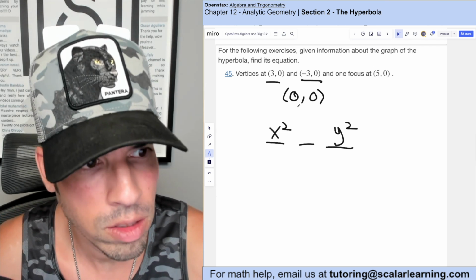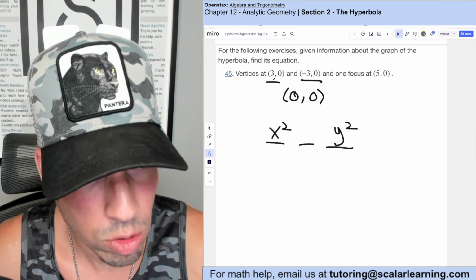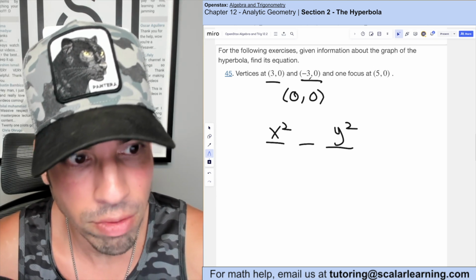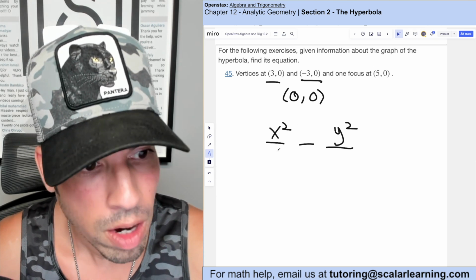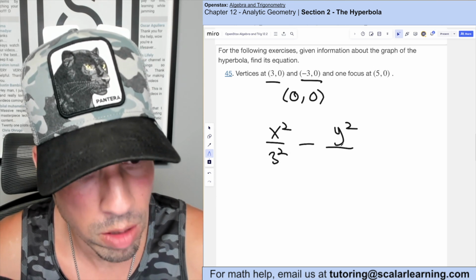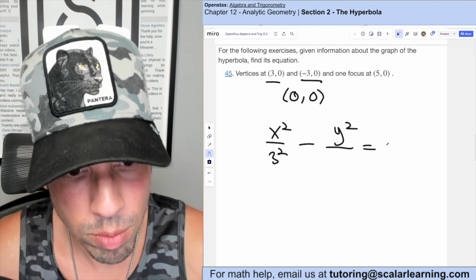Okay, now I need to know what goes underneath each of these. Well, since the vertices are 3 to the left and to the right of the center, I know that under here is going to be 3 squared. And then the question is, what goes under the y? And we know we have 1 over here.